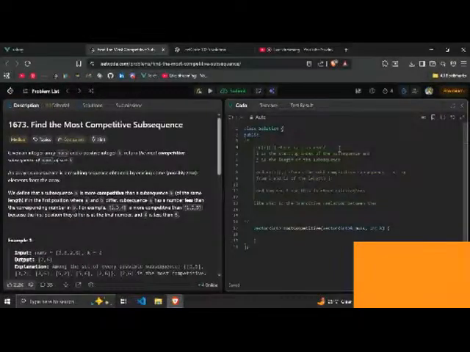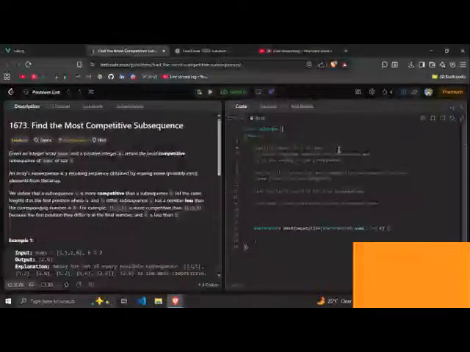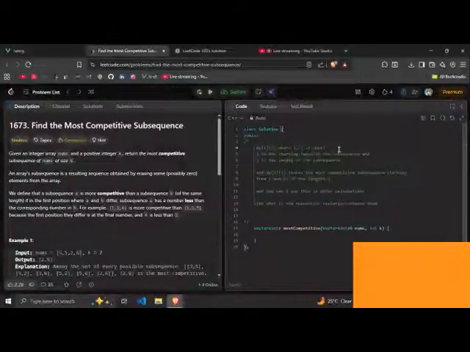So i is the index of that subsequence and j is the length of that subsequence. DP of i, j stores the most competitive subsequence starting from i and of length j. How can I use this in other calculations? What is the transitive relation between them? So now comes the real thing. I comma j is required, I guess. Now how do I solve that?